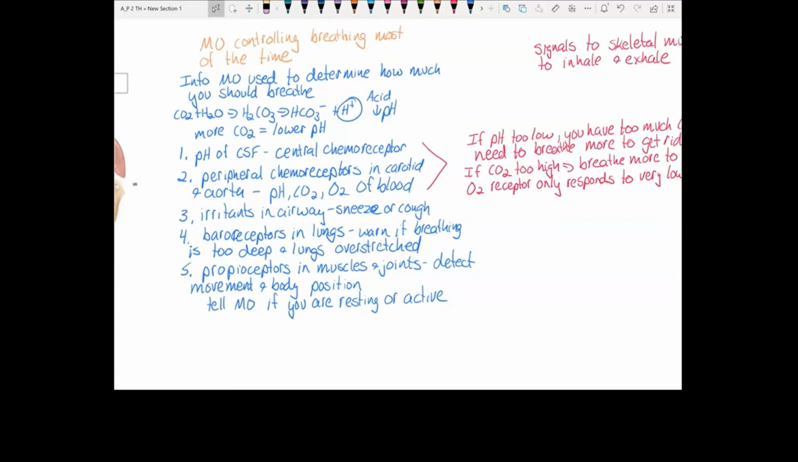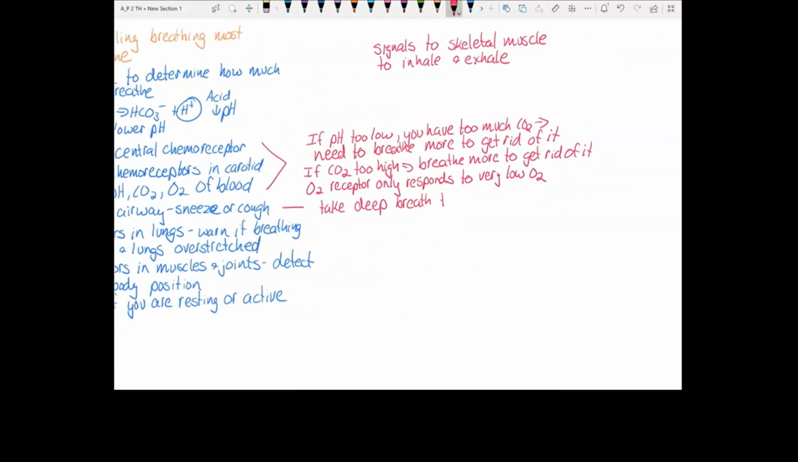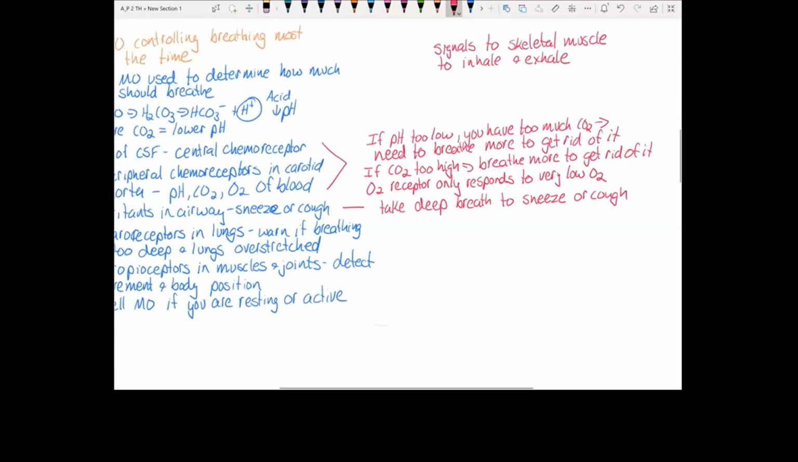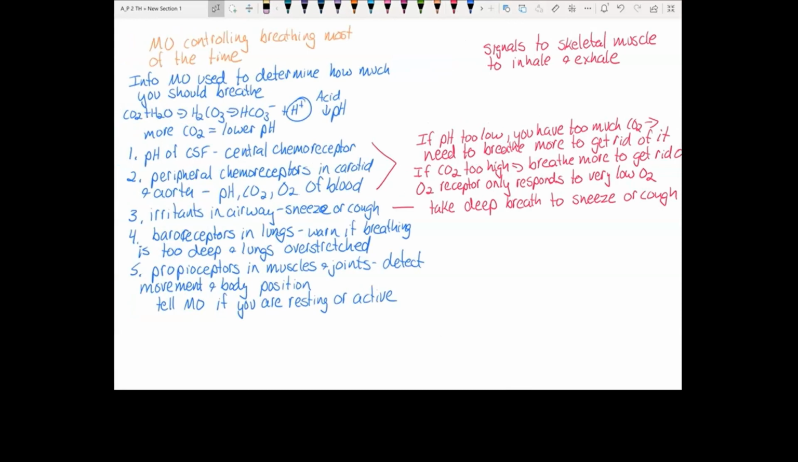Okay, so the irritants, remember we said that you have to take a deep breath so that you can sneeze or cough to clear them. Okay, the baroreceptors, if you're overstretching your lungs, you want to breathe less. You don't want to overstretch your lungs and then tear them.